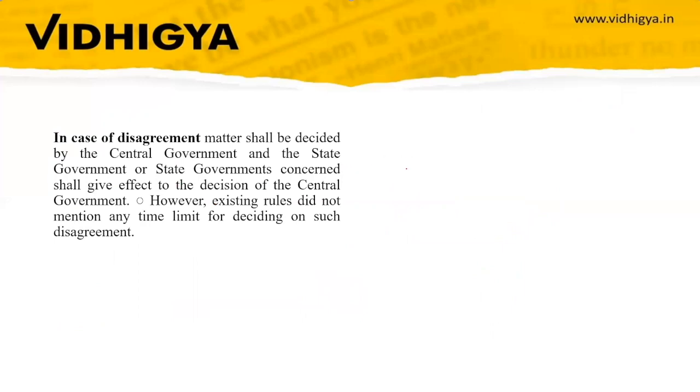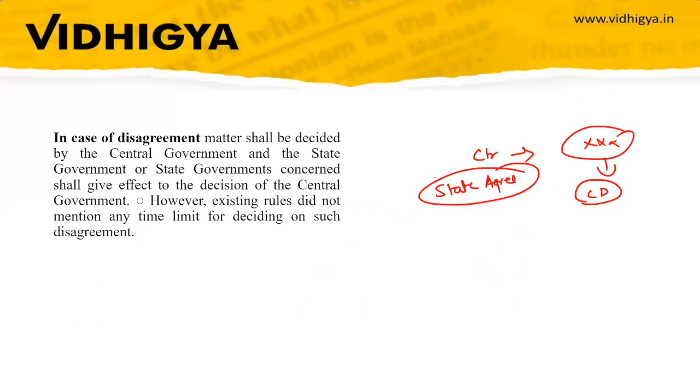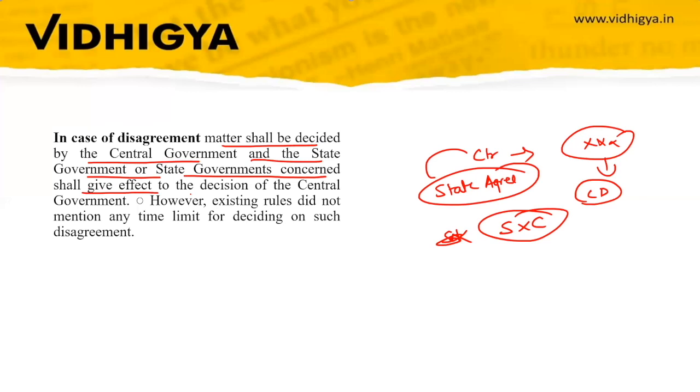So what if there is a disagreement, like the center says we need these many officers from your state for central deputation, and the state does not agree? The state does not want to send, so there is a disagreement between state and center. In this case, what happens? The matter shall be decided by the central government, and the state government or state governments concerned shall give effect to the decision of the central government. So the matter will be decided by the central government and the state will give effect to that decision. Then what is the issue?